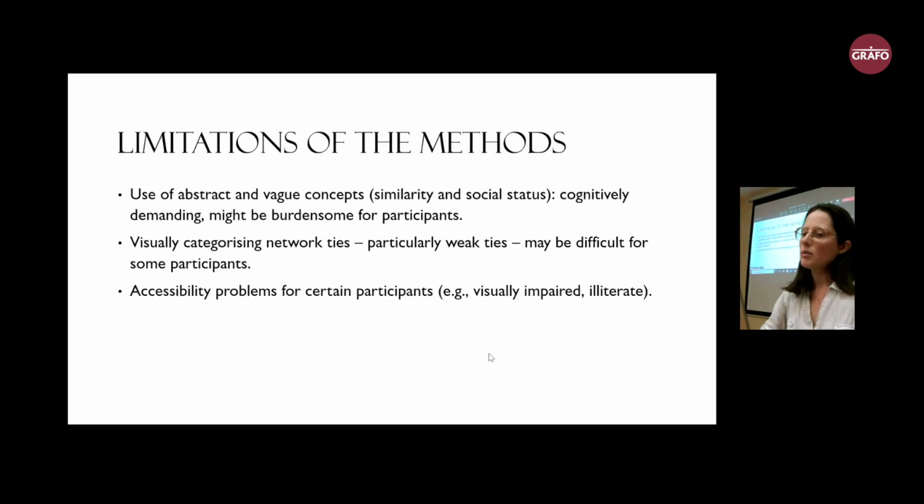Also, there might be some accessibility problems for certain profiles of participants. For example, with people who are visually impaired or illiterate, we did have a case of one woman who could not read and write. What we tried to do in this case was using a color code. Instead of having the names, we had different colors for each alter. But it's true that this can still be very cognitively demanding, because the person needs to remember the connection between 8 people and 8 colors. So there might be better ways to do that.